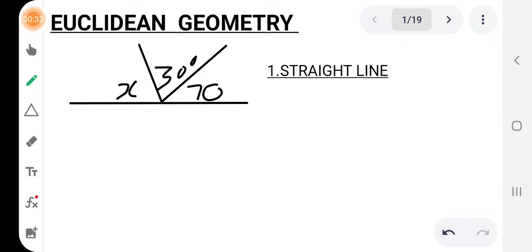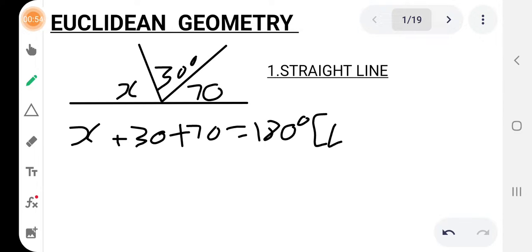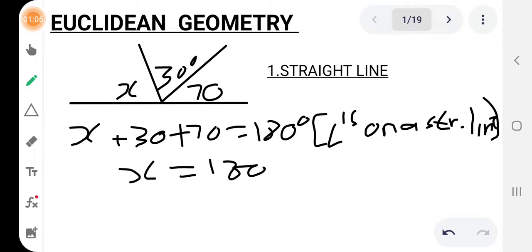Before you solve for x, you know the angles on a straight line are supplementary, which means angles on a straight line equal 180 degrees. So in this case, we're simply going to say x plus 30 plus 70 must be equal to 180 degrees. Your reason is going to be angles on a straight line. So we're going to have 180 minus the 100, so our angle x is going to be 80 degrees.